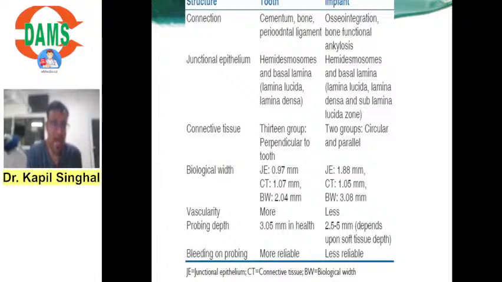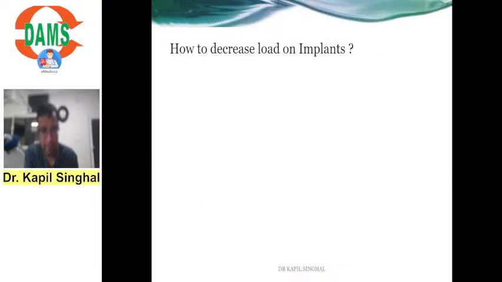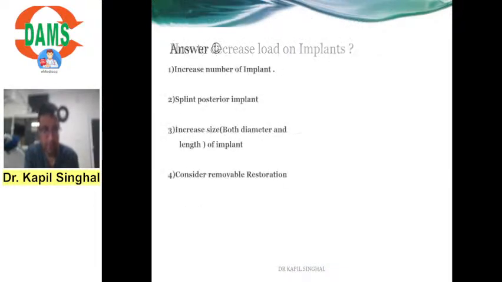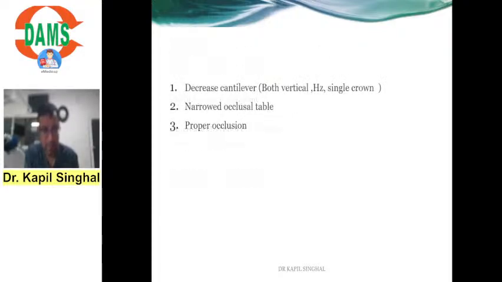Now the vascularity of a tooth is more and of an implant is less. The probing depth for a tooth is around 3.05 millimeters. Probing depth in an implant is more, around 2.5 to 5 millimeters. The bleeding on probing is more reliable in a tooth as compared to an implant. So please remember these points. These are all very important. Okay.